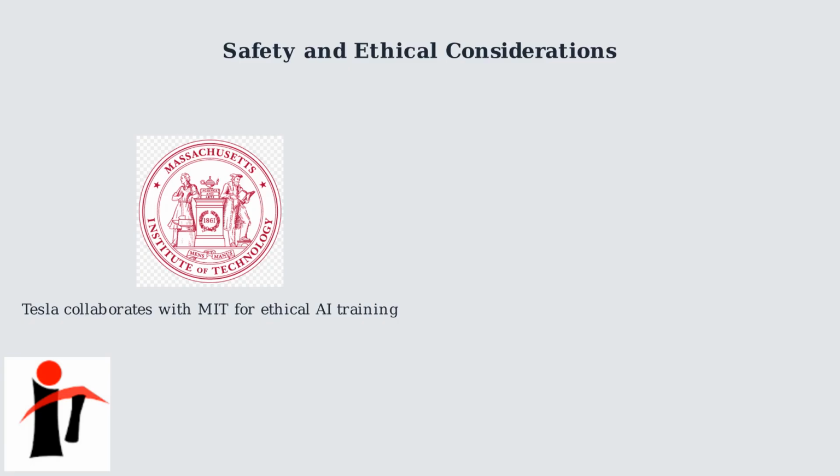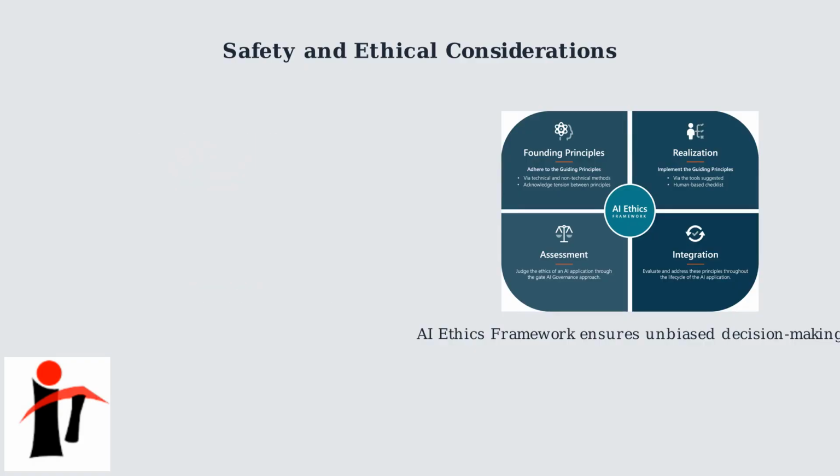Tesla works closely with institutions like MIT to develop ethical AI training methods that help avoid biases in the system's decision-making processes. The AI ethics framework provides a structured approach to ensure the system's decisions are fair and safe, covering principles, implementation, assessment, and integration.